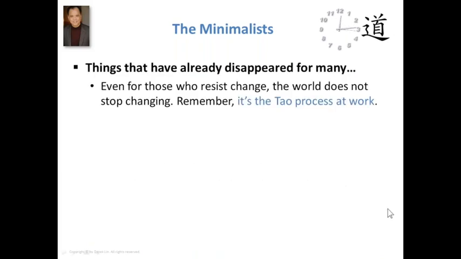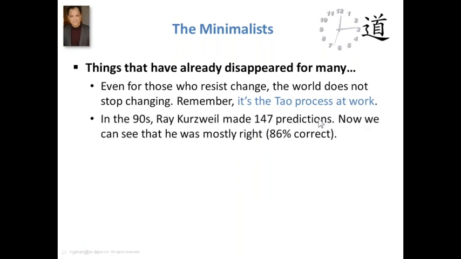So remember, all of this is the Tao process of work. Even if you don't want to reduce complexity in your life, you're going to have to, because the whole world is going in that direction, whether people realize it or not. So back in the 90s, there's an inventor, scientist, Ray Kurzweil. He made 147 predictions about where technology is going to be in 10 years, 20 years, 30 years, 40 years, 50 years. So 9 times out of 10, he was right. He extrapolated from what he observed before and predicted looking ahead into the future. Many people disagreed with him because they could not see how he could be right.